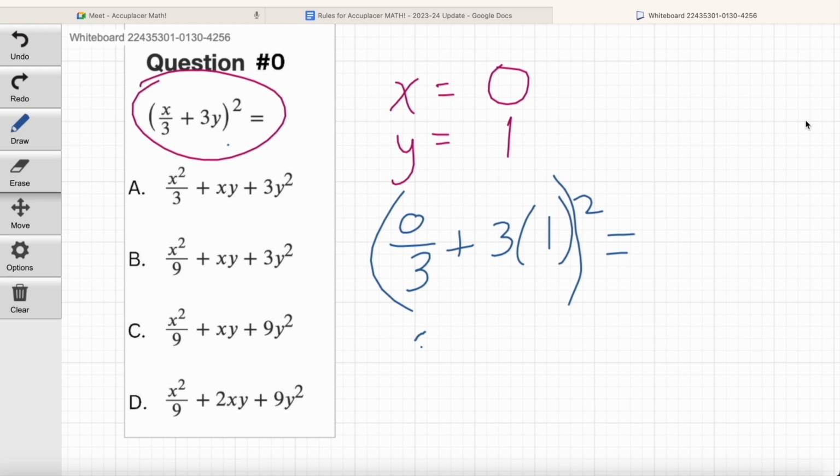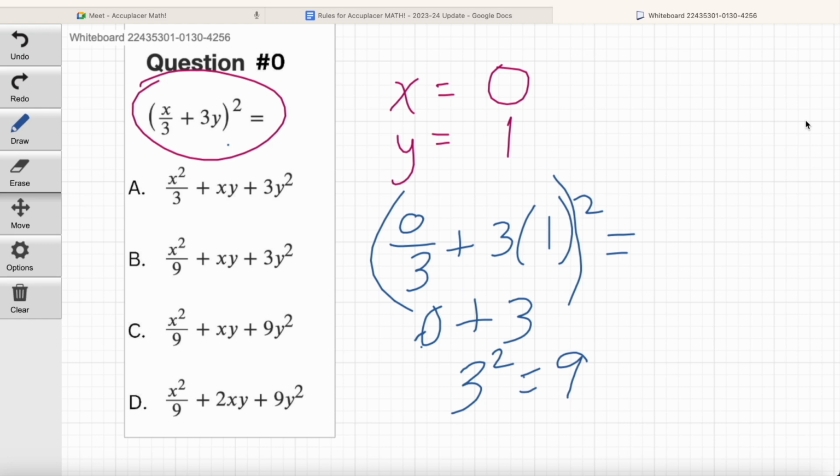Okay. So let's simplify this. We'd calculate what's in the parentheses first. Just 3. Plus 0. 3 plus 0. You got it. And then that would give you 3 to the power of 2. You got to square it. Exactly. 9. Beautiful. Great job, Bree.